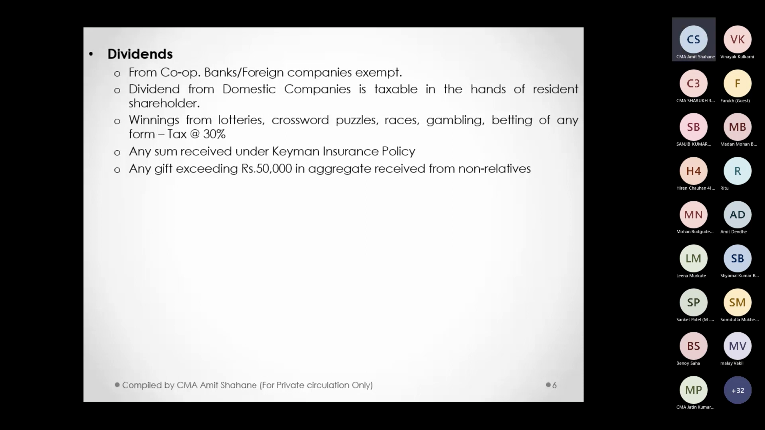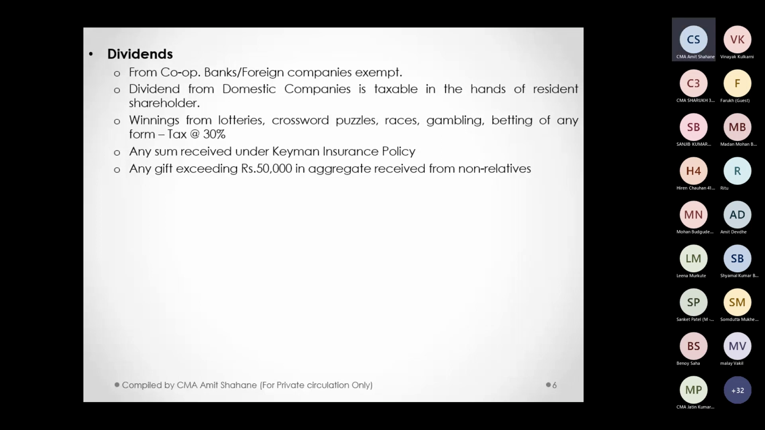Any gift exceeding 50,000 rupees in aggregate received from a non-relative. Now each and every word is important. 50,000 rupees in aggregate. So what does that mean? If I get 10,000 rupees 6 times, then it becomes 60,000 rupees in aggregate. So anything above 50,000 rupees is chargeable to tax. Up to 50,000 it will be exempt. Over and above 50,000, whatever I get from a non-related person is chargeable to tax. Right?